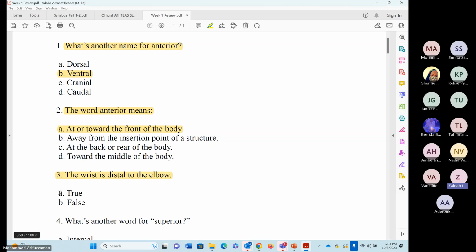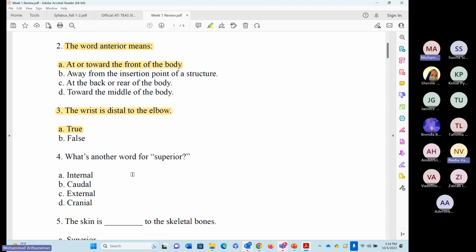Is it true? Yes, the wrist is away from the elbow. Distal means away. You can see the wrist is away from my elbow. That is true. Distal means away from.